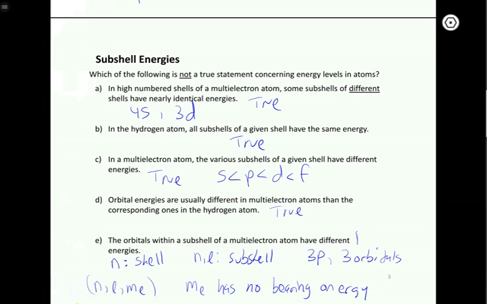So this one's going to be false. Within a subshell, all of the orbitals in that subshell have the same energy. In an s subshell, there's going to be 1 orbital, so obviously that has no other orbitals with it, but in a p subshell, you have 3 orbitals, all of them with the same energy. The d subshell has 5 orbitals, all with the same energy, and f has 7, and so on. So within a subshell, we want to be aware that all orbitals have the same energy. This is the answer we would have wanted to pick for this one. This is the incorrect statement.